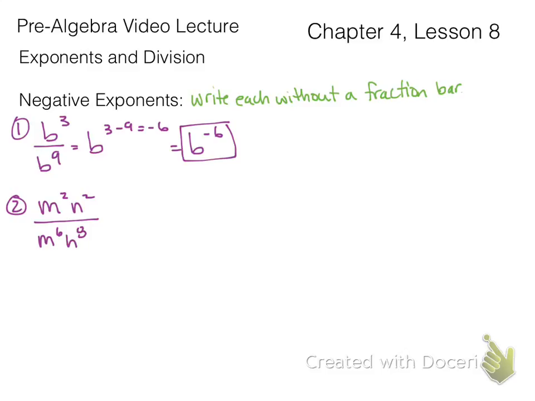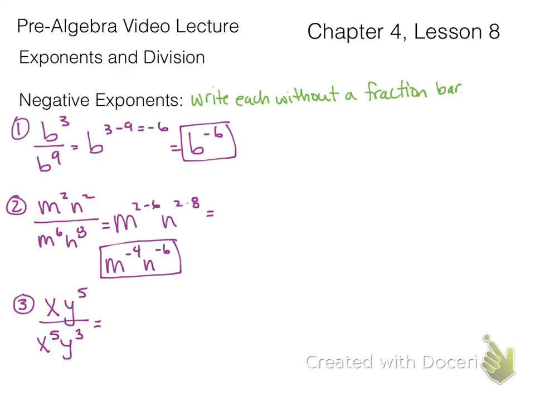Okay? So now we have m to the second times n to the second over m to the 6th times n to the 8th. So we're going to subtract exponents. m to the 2 minus 6 is negative 4. n to the 2 minus 8, that's an 8 by the way, is negative 6. We have m to the negative 4th times n to the negative 6th. And we can write all of these with fraction bars, and I'll show you in just a second.